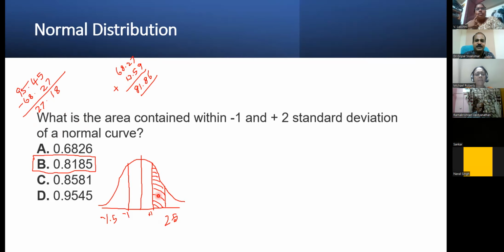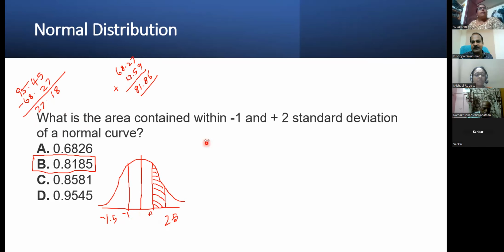I don't want you to get confused unnecessarily. If I ask you, what will be the area between -1 and -2 standard deviation of a normal curve? What will be the area contained within -1 and -2 standard deviation of a normal curve? Do you understand my question? -1 is here, -2 will be here. Given this scenario, it is the same area, that's all. This is what I want you to understand. All of you are with me?